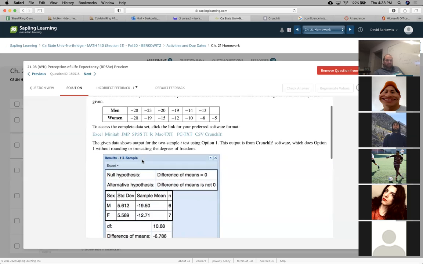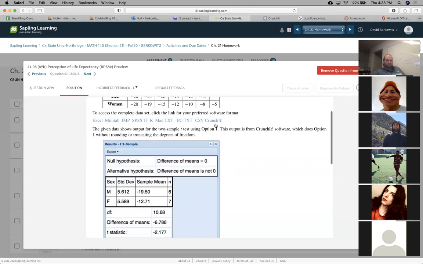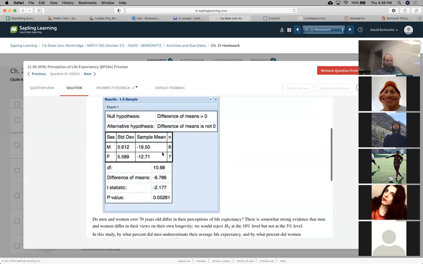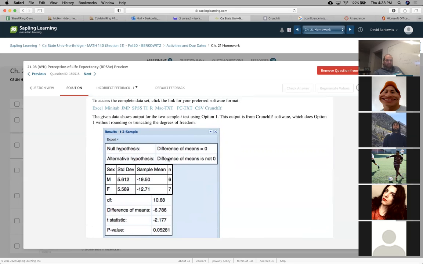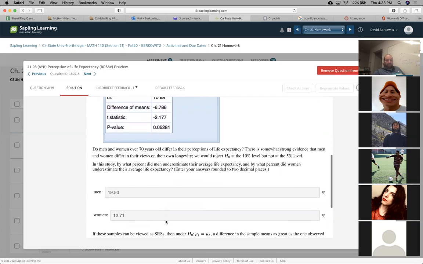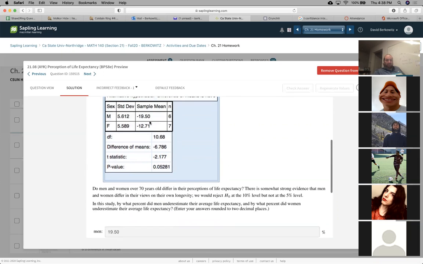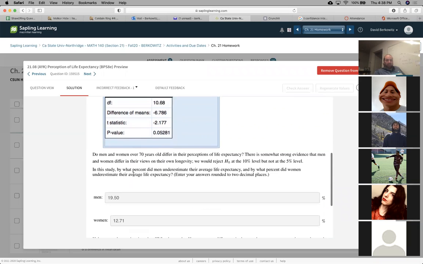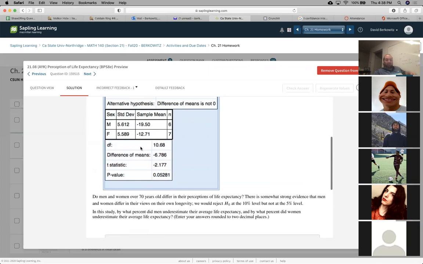To access the complete data set, okay, so you don't have to do it because they already did it for us, which was so nice of them. We see that the null hypothesis is that there's no difference, and the alternative is that there is a difference, which means it's a two-sided test. We see the difference of means was this, and the t-statistic was here, and our p-value. At the end of the day, it's the p-value that really matters. Our p-value was 0.05. So the mean for men was 19.5, I guess it's right here, and women's 12.71. These are negative because they went down.